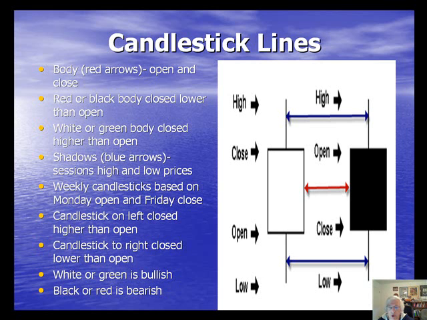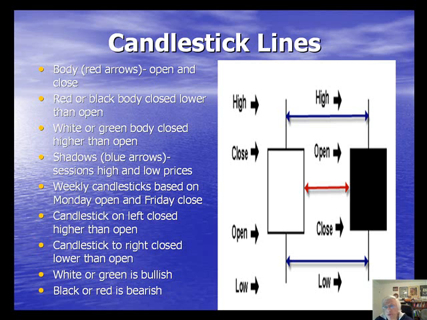The red arrow will show you what's called the body of the candlestick line, and that reflects the open and closing prices for that particular session. If the body is colored in red or black, as it is on the right side of your screen, that means that the price closed lower than it opened. If the body is white or green, as it is on the left part of your screen, that means that the price closed higher than it opened.